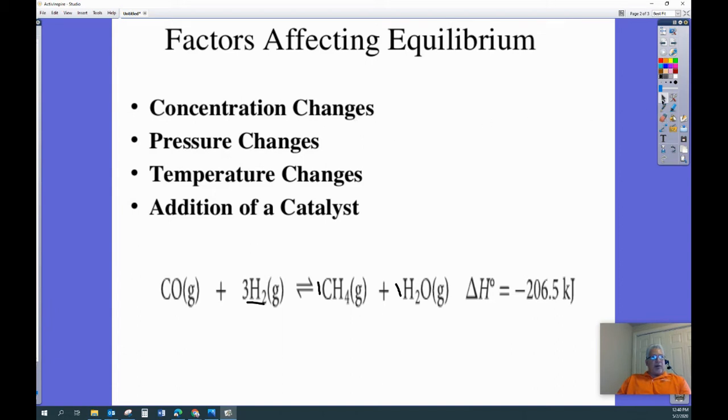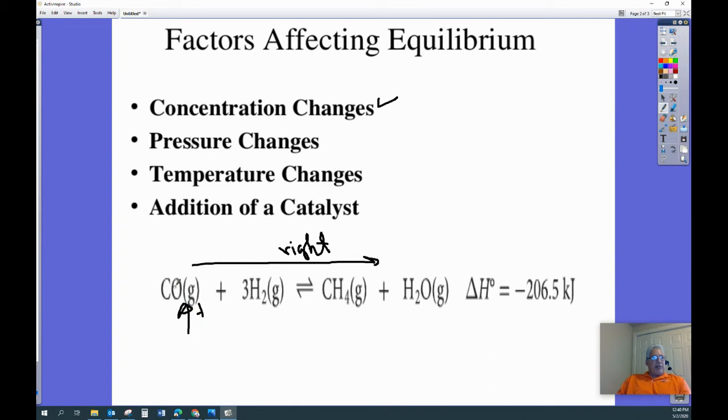Let's talk about concentration. All of the substances that we have here are gases, and that's why we are in the presence of a homogeneous equilibrium. If we increase the concentration of monoxide, the equilibrium will shift to the right because it will try to reduce the amount that we introduced into the chemical equilibrium.